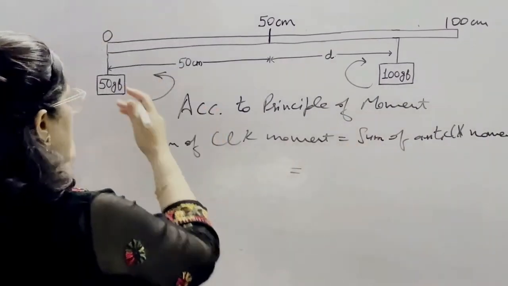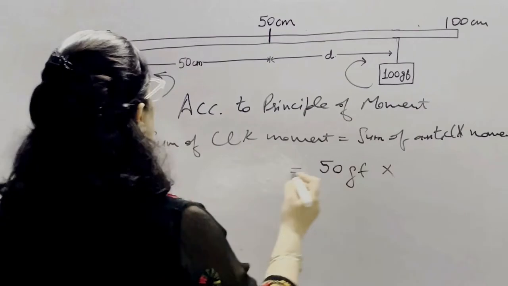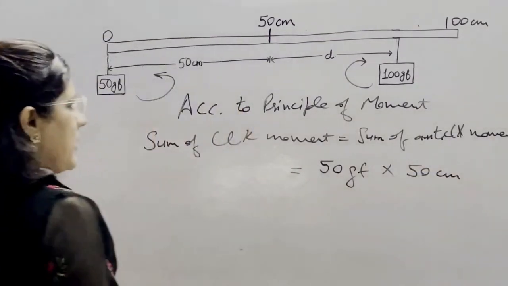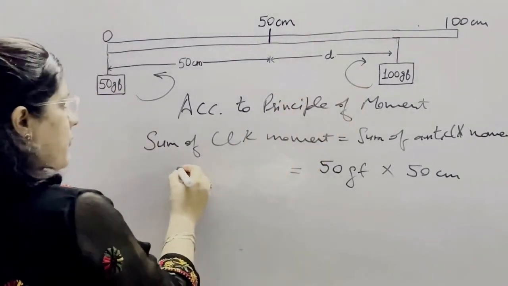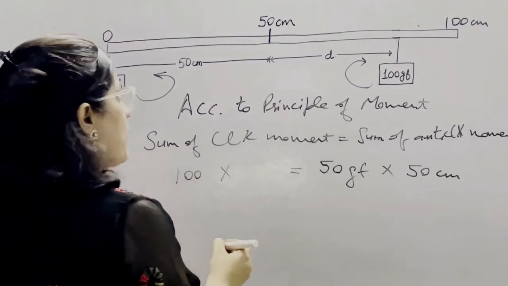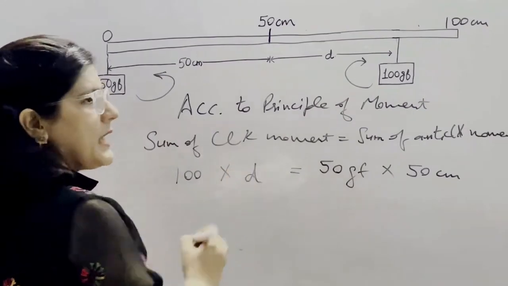F into D. What is F? It is 50 GF. And what is D? It is 50 centimeter. And on the clockwise side, we have taken a weight of 100 GF. But we don't know the distance of this from the fixed or pivotal point at 50 centimeter. So we assumed it as D.